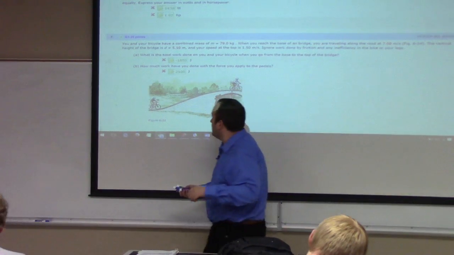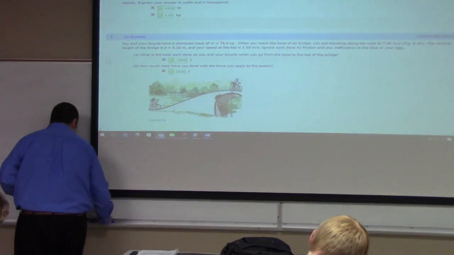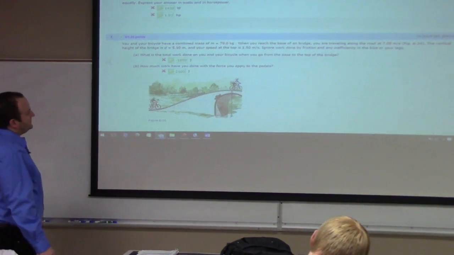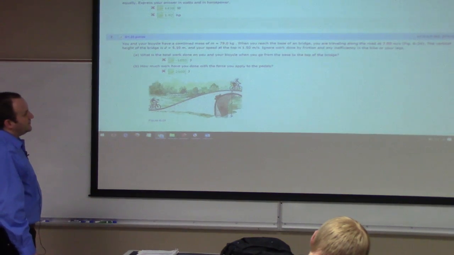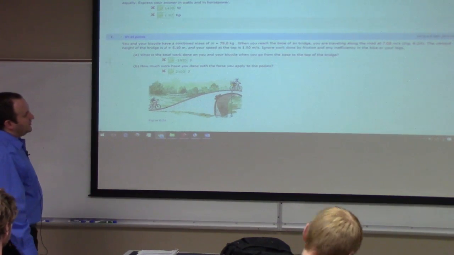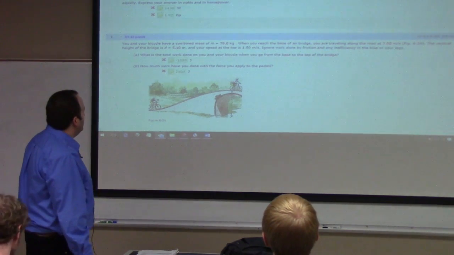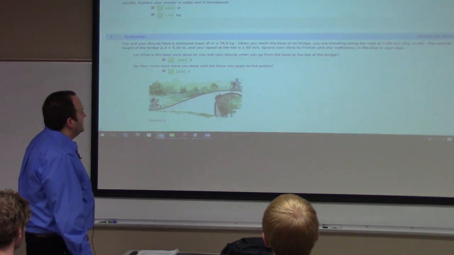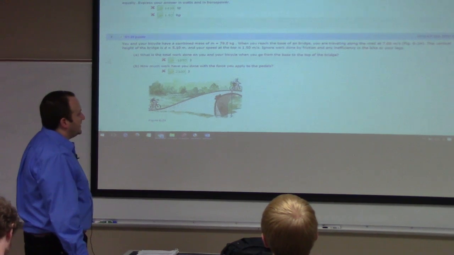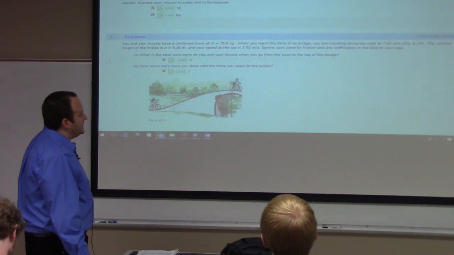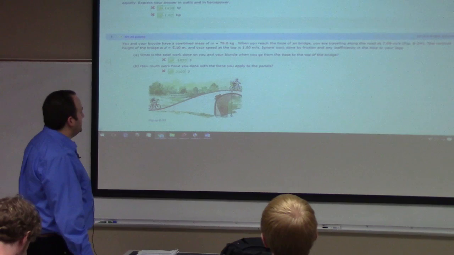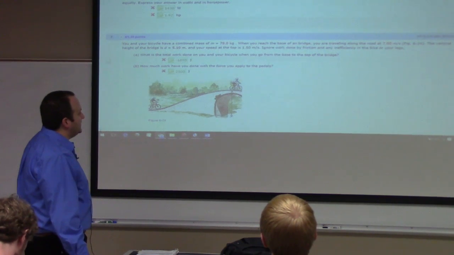Let's think through this here. You and your bicycle have a combined mass of 79 kilograms. When you reach the base of a bridge, you are traveling along the road at 7 meters per second. The vertical height of the bridge is 5.1 meters. Your speed at the top is 1.5 meters per second. Ignore the work done by friction and any efficiency of the bike on your legs. What's the total work done on you and your bicycle when you go from the base to the top of the bridge?